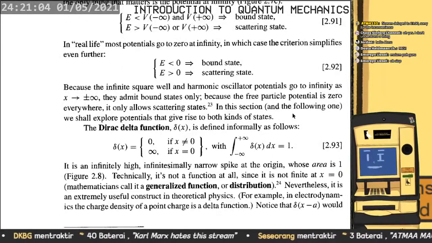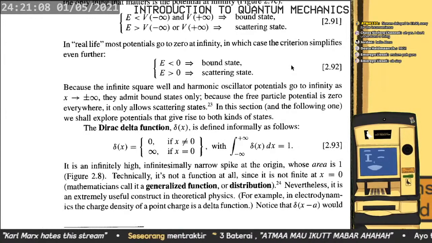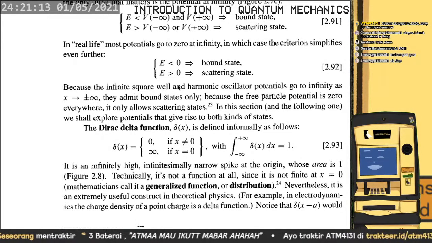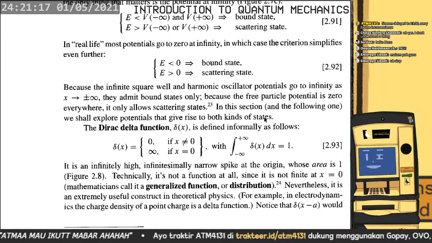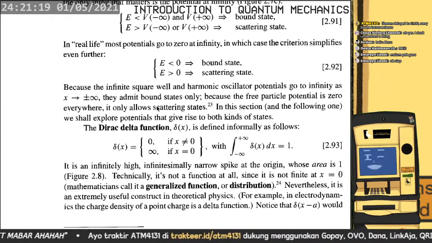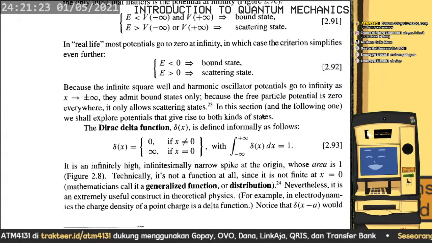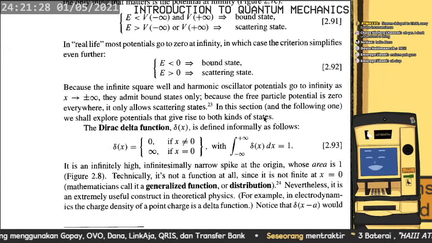Because the infinite square well and harmonic oscillator potentials go to infinity as x goes to plus or minus infinity, they admit bound states only. Because the free particle potential is 0 everywhere, it only allows scattering states.